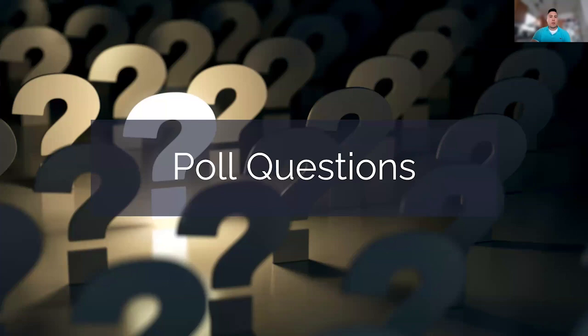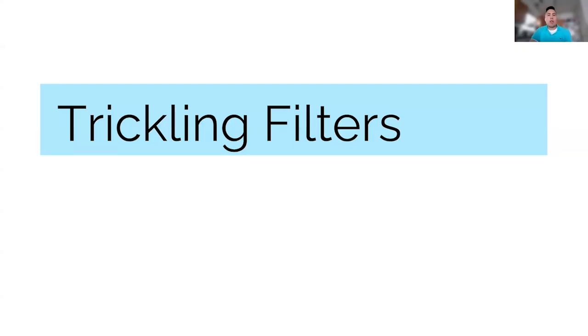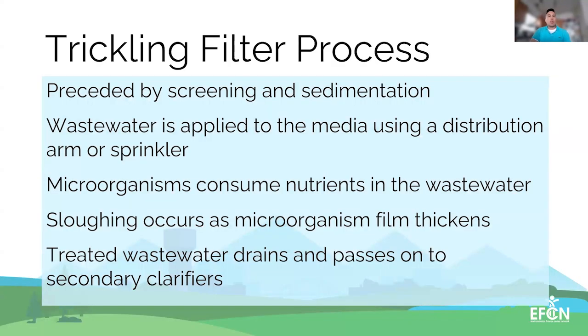So with that, we'll actually start talking about our specific fixed media treatment processes. And the first we're going to talk about is trickling filters. So trickling filters are, like we said, a secondary process. So this is going to typically occur after screening and sedimentation processes. The wastewater is then treated with the trickling filter process.